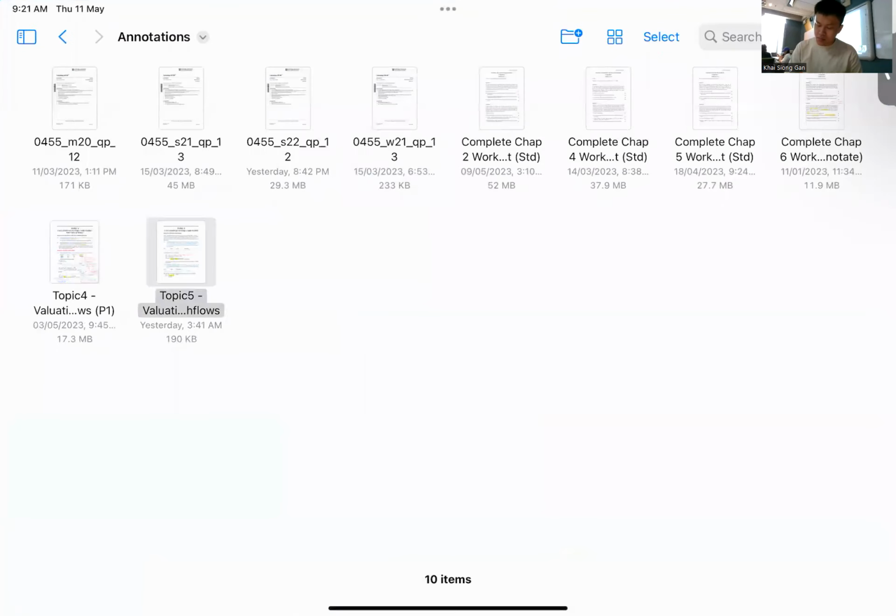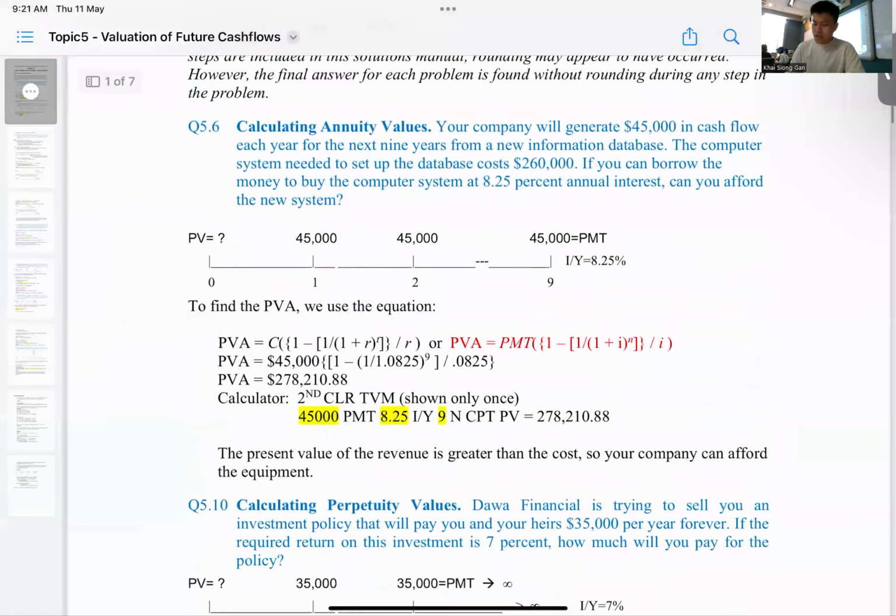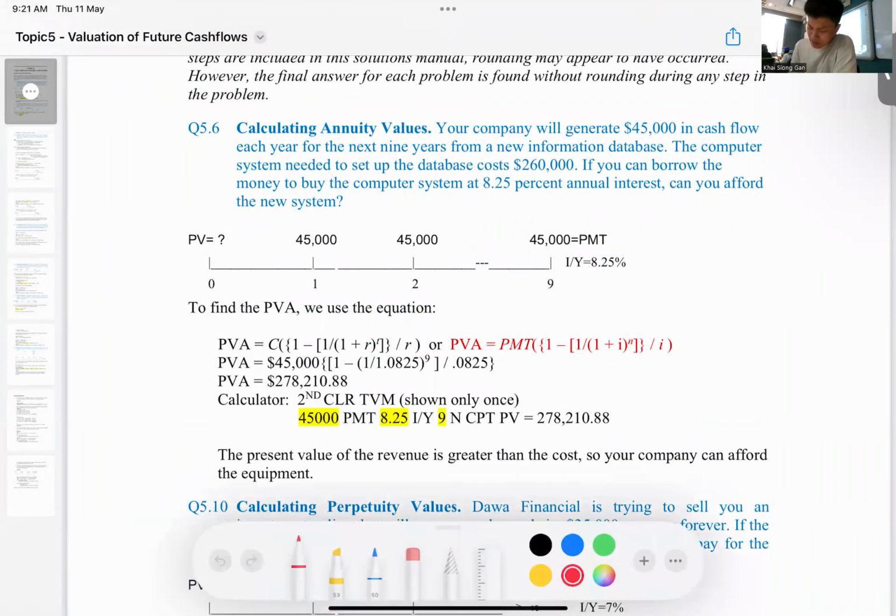Okay, question 1. It should be fast already. We already spent too much time on calculator already. Your company will generate 45,000 in cash flow each year for the next 9 years from a new information database. The computer system needed to set up the database cost this amount. If you can borrow the money to buy the computer system at this percent annual interest, can you afford the new system? Okay, so annuity or perpetuity. You can see 45,000 in cash flow each year for 9 years. Okay, and then the interest rate is 8.25%.